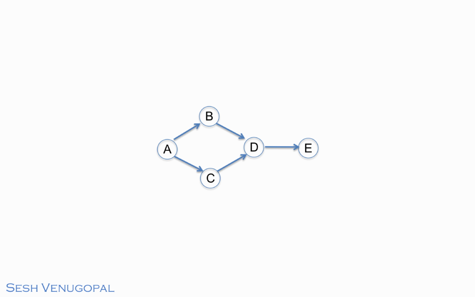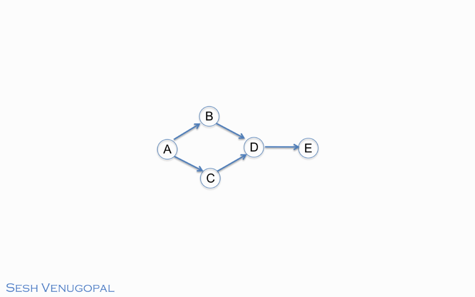Consider this graph. Imagine that the vertices represent tasks to be done in some project, and the edges represent the dependencies between them. So the edge A to B, for instance, says that task B cannot be started until task A is finished, because B depends on information or data gathered in task A. Now let's sequence the vertices in this graph in such a way that these dependencies are obeyed.